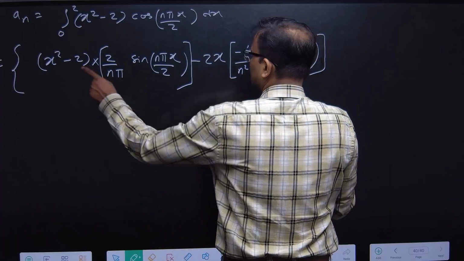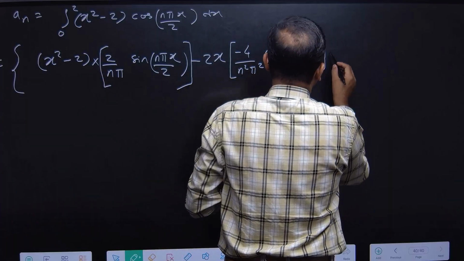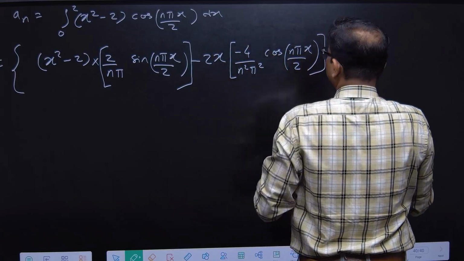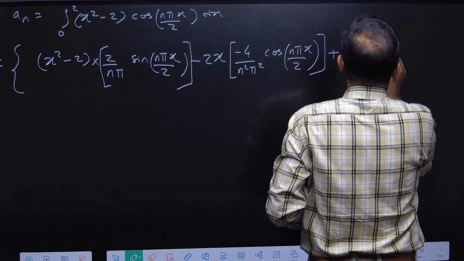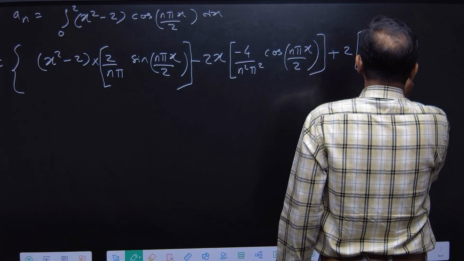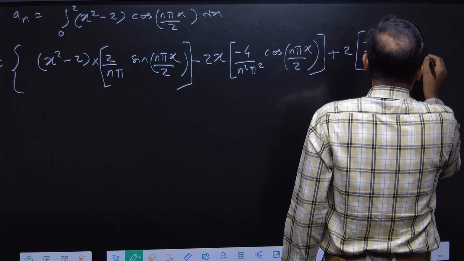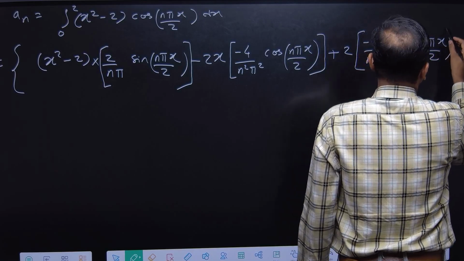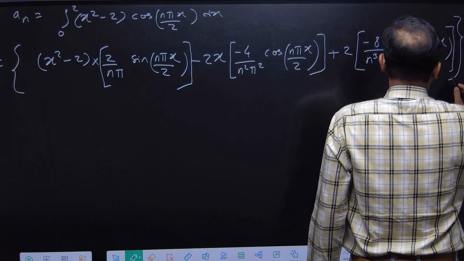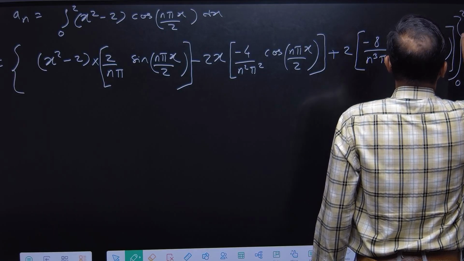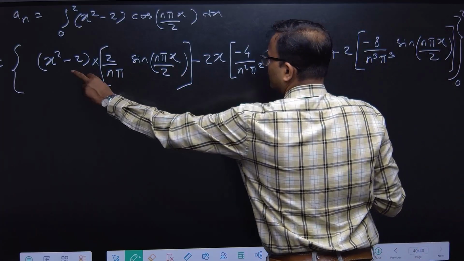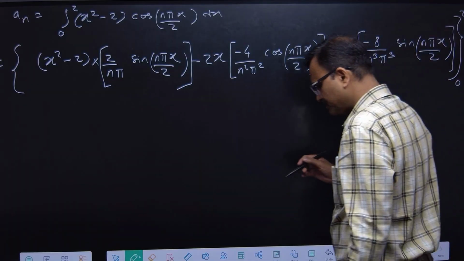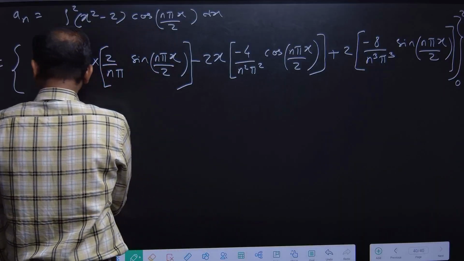So see, this is u into v1 minus u dash into v2 plus u double dash, the derivative of 2x is 2, into v3. Integration of this term we had seen was minus 8 upon n cube pi cube into sine of n pi x upon 2. And this entire term is within the limit 0 to 2. Remember, this was our u dash, u double dash, and u triple dash is 0. So the next term becomes 0. Before we substitute the limits, we'll just simplify this.